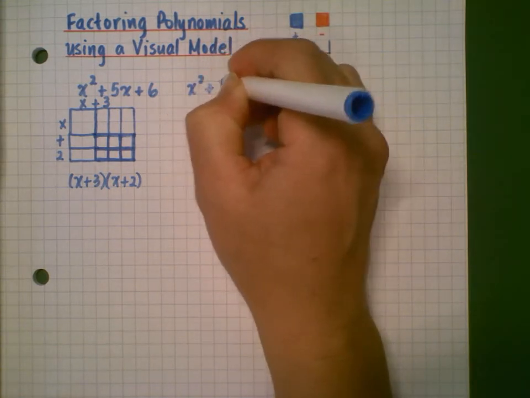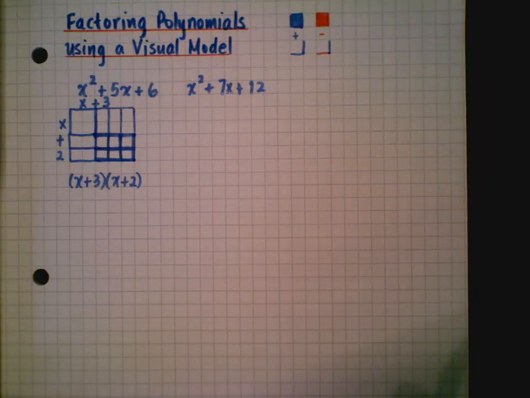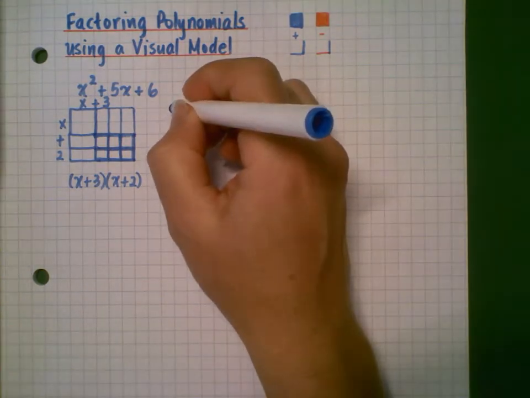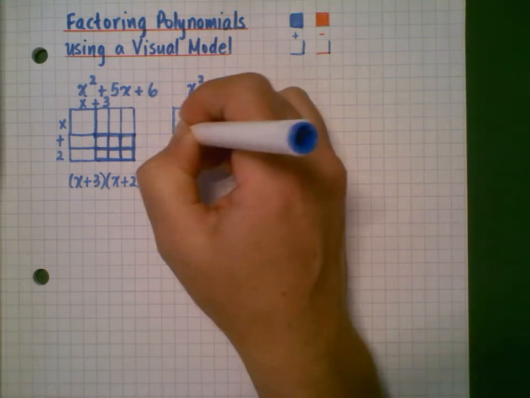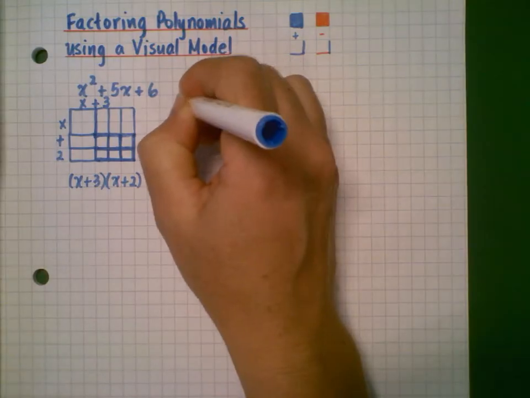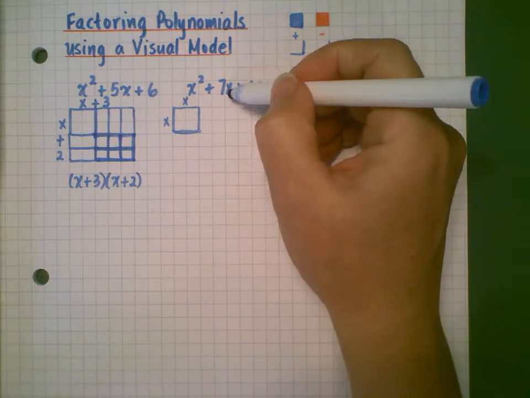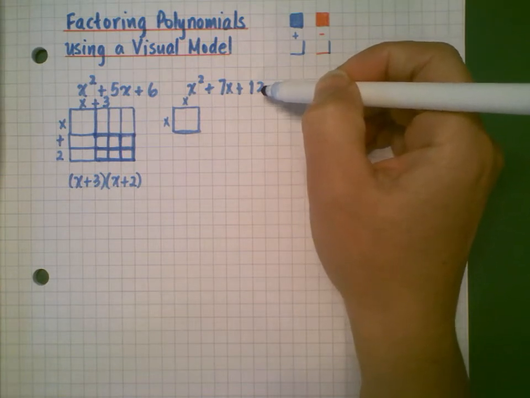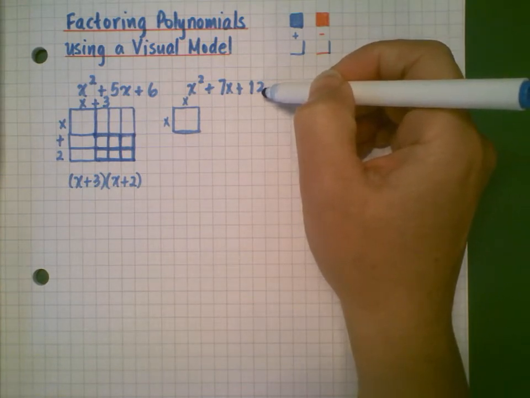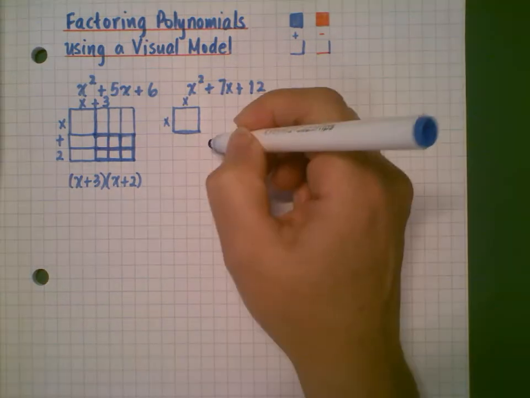x squared plus 7x plus 12. So again, I'm going to use just a little 2 by 2 to represent the x squared, to be efficient with my use of paper. So that's x times x. And I'm going to skip over the middle term and look at the 12. 12 can be broken up into 3 times 4 or 2 times 6. And I have to think about 3 and 4 adds to 7, so that's the one I'm interested in.